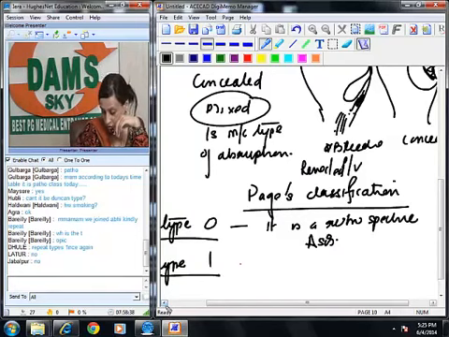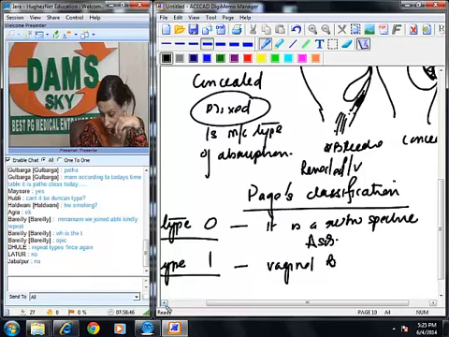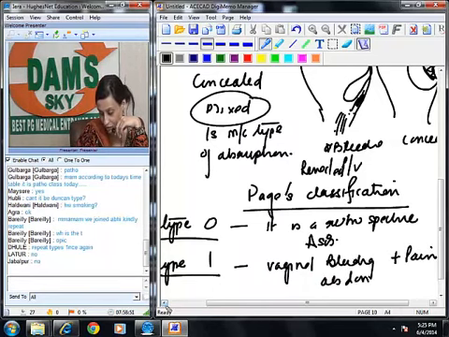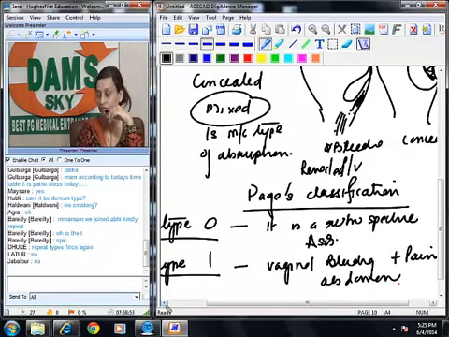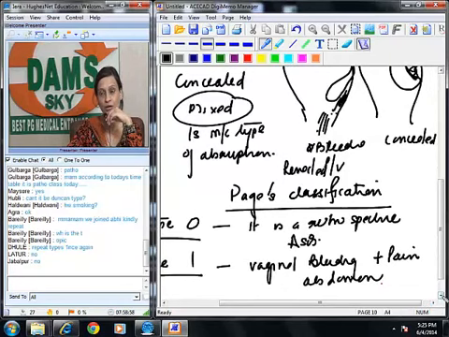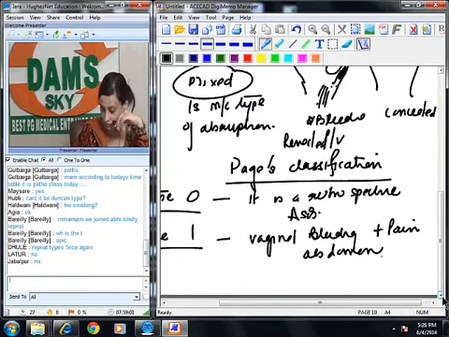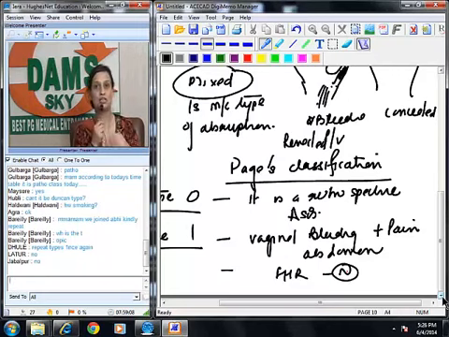In type 1, the patient presents antepartum with vaginal bleeding along with pain in the abdomen. But the fetal heart rate in type 1 abruption is normal. So this is type 1.